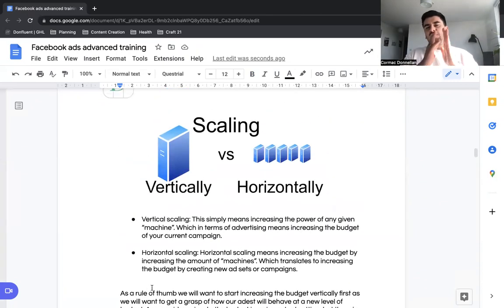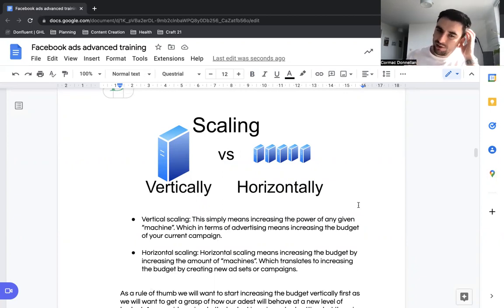So this graphic kind of explains it. Vertical is where you take an ad set or one best performing campaign and scale it just by increasing the budget vertically. Horizontally is where you then take the same ad set, duplicate it multiple times, and distribute that budget across a wider base, basically spreading the risk.